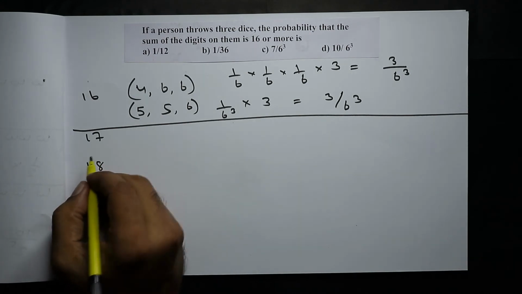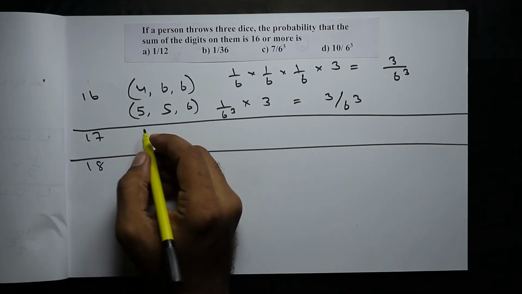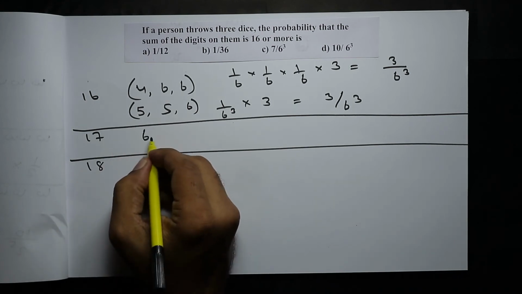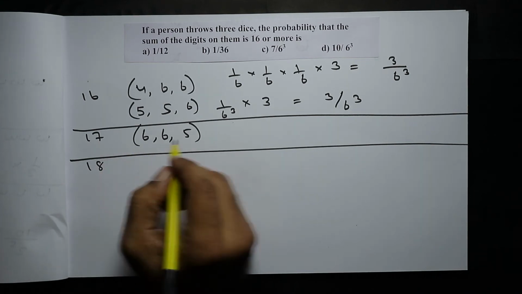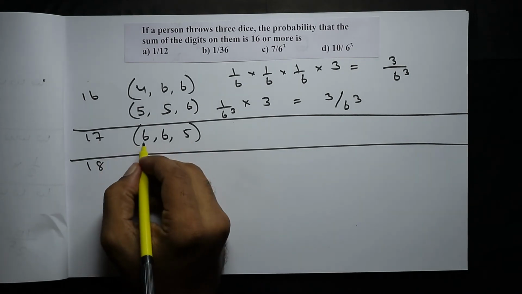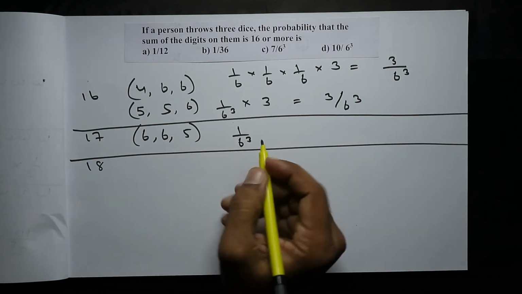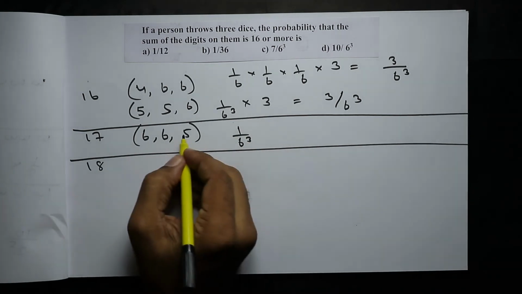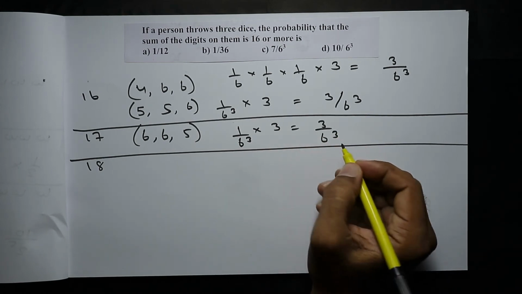Next, let us calculate the probability of getting 17, the total sum to be 17. Now there is only one way, that is 6, 6 and 5. So the probability will be 1 by 6 into 1 by 6 into 1 by 6, 1 by 6 cube, and they can be interchanged among themselves in three ways. So that is again 3 by 6 cube.